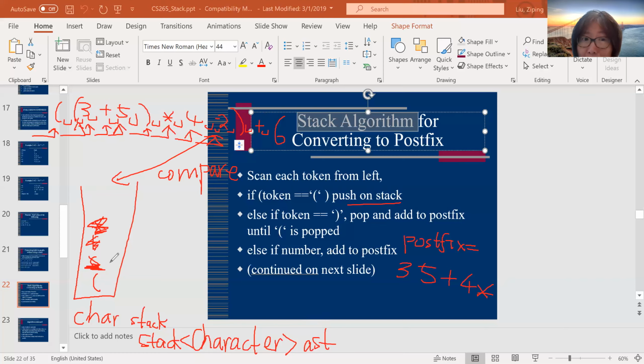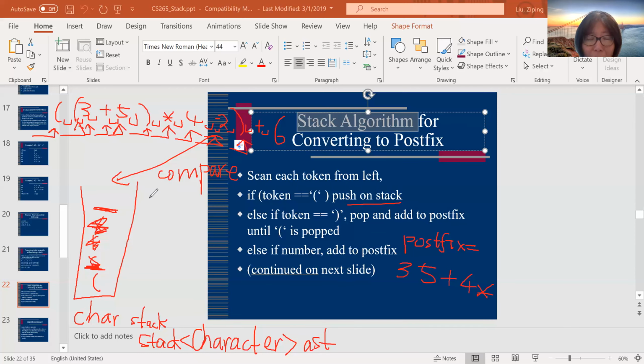And you need to keep comparing. If we have some other operator, suppose plus or minus or division or another multiplication, you need to keep popping them and apply them to postfix, okay? Until none of them is left that doesn't have higher precedence, then you can stop. After that, you need to push this operator back to the stack. And then we continue our scan.